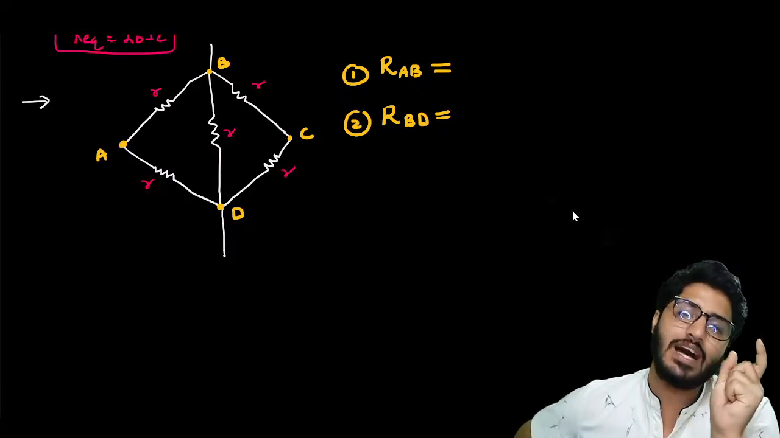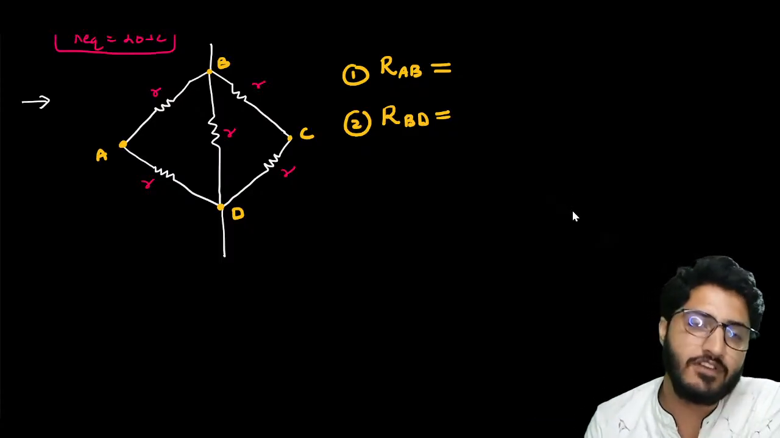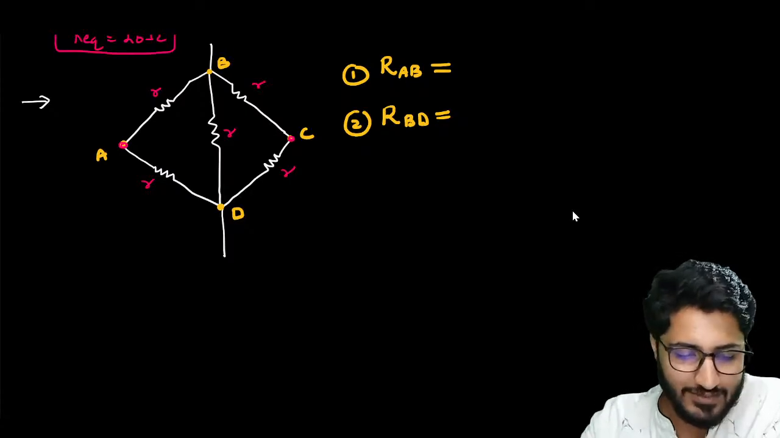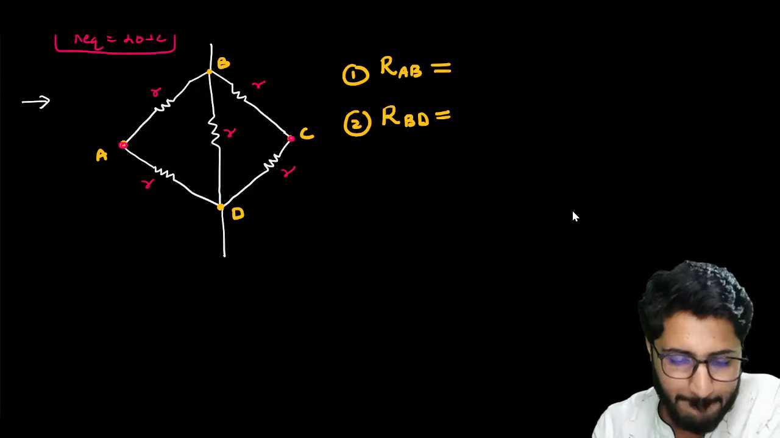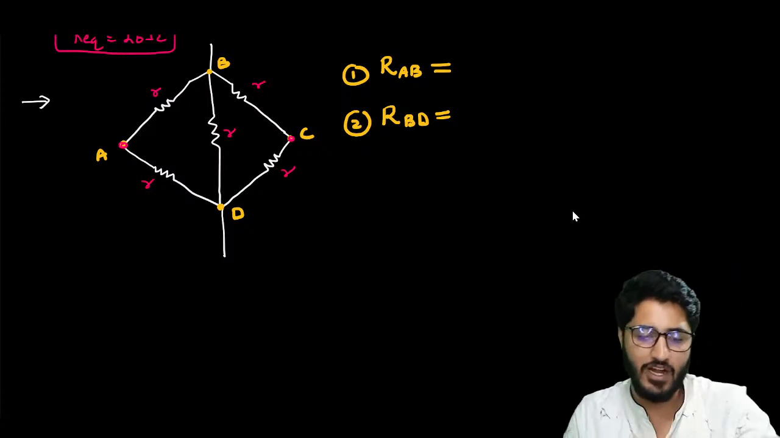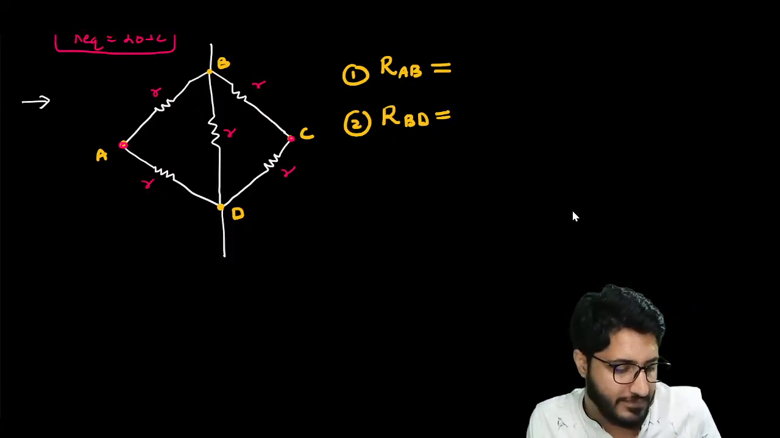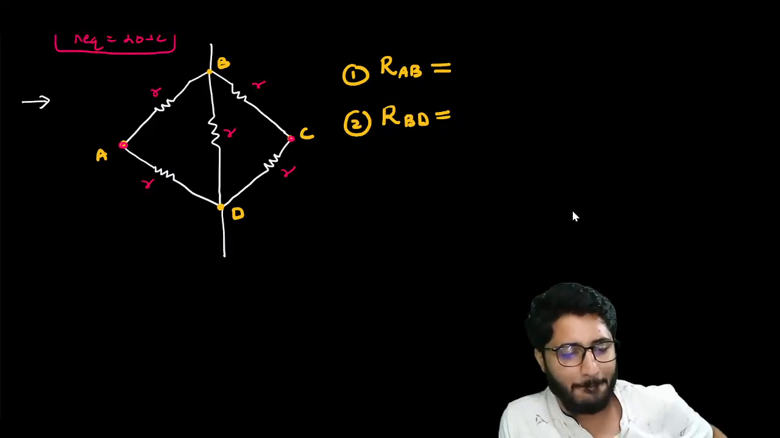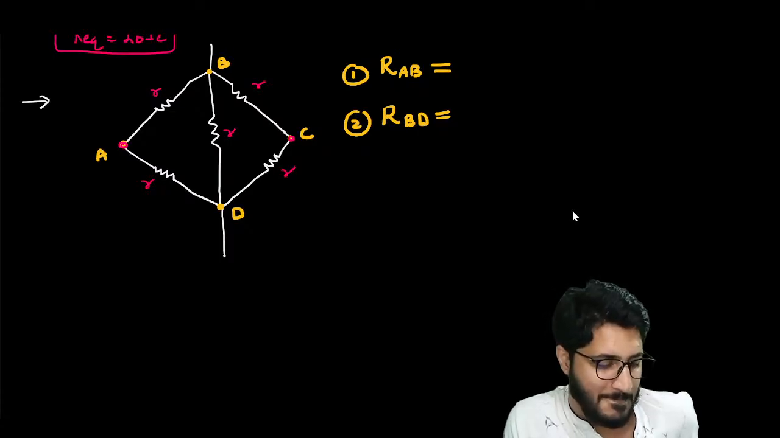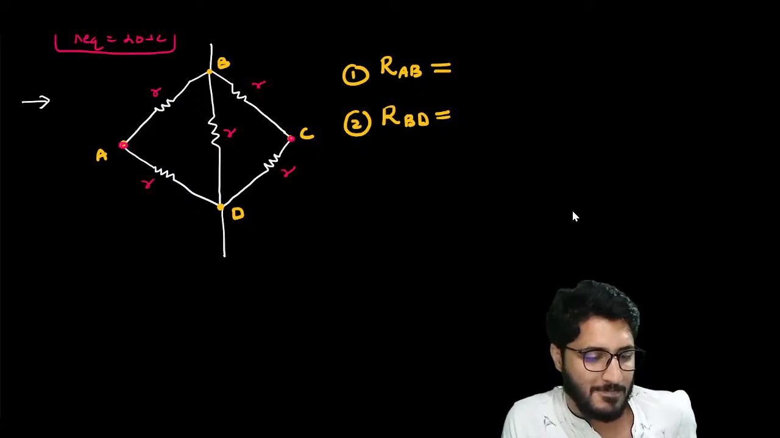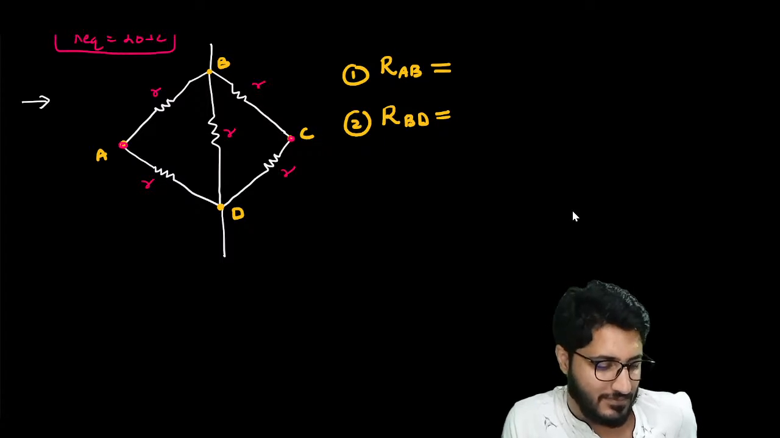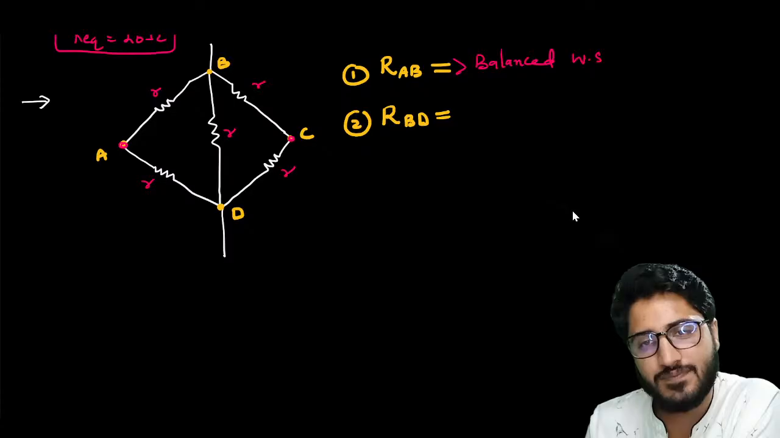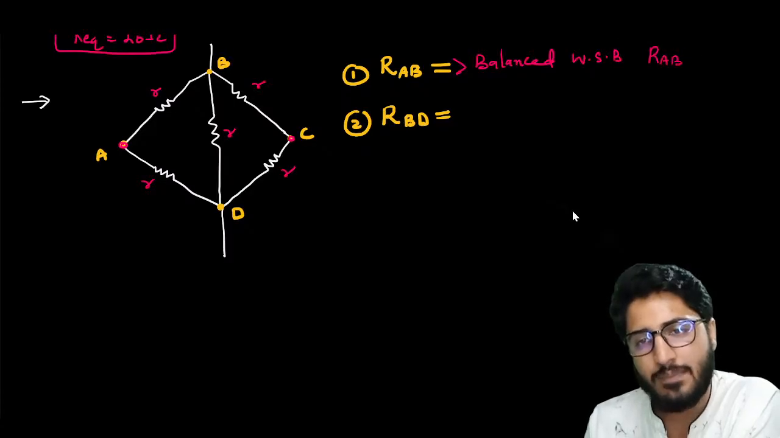Look, I need the answer across RAB. So this is my first point and this one would be my second point. If I am doing across AB, does it show a Wheatstone bridge? Yes. So RAB means that it is a balanced condition. It is a balanced Wheatstone bridge. So resistance across AB is equal to R only.